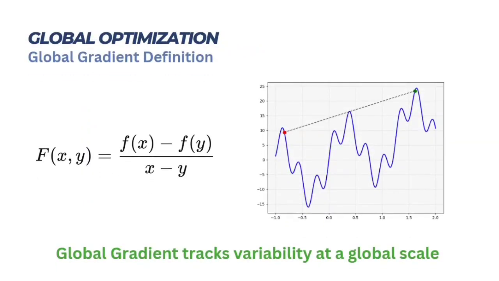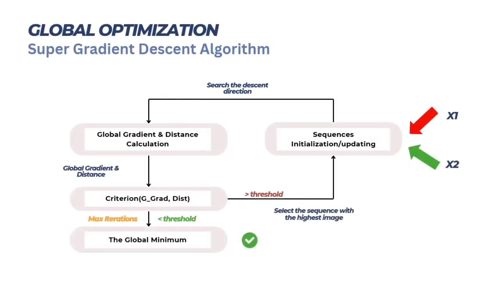From here we get the concept of the global gradient that is not limited to the local change of the function between two close points, but instead it tracks the variability at a global scale, releasing the local dependency between the two calculation points, collecting global information about the loss landscape topology. From here comes the idea of the supergradient descent algorithm.